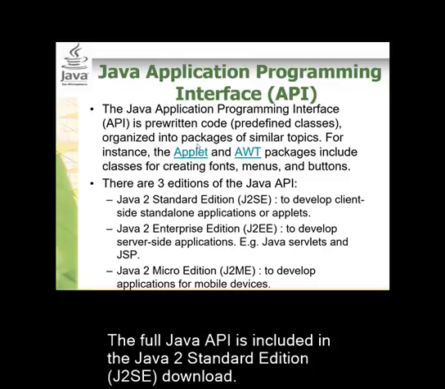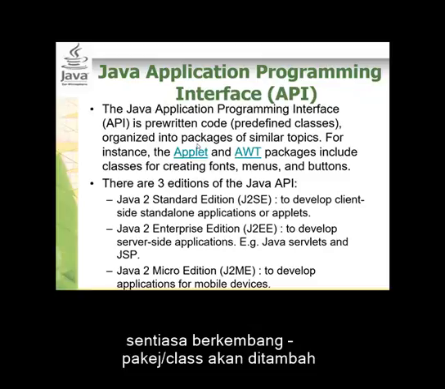So basically, at the moment there are three editions of the Java API: the standard edition, the enterprise edition, and then the micro edition. The standard edition is basically developed for standard standalone applications, or the client side, which means the application will be run without any special requirement to run on a server.